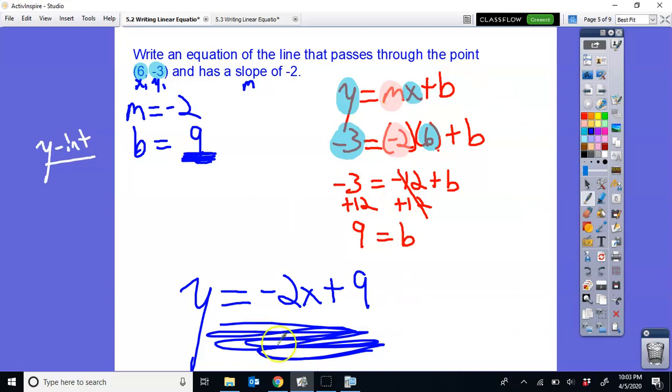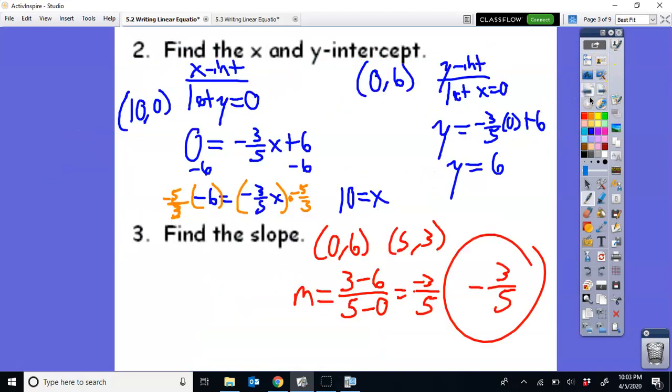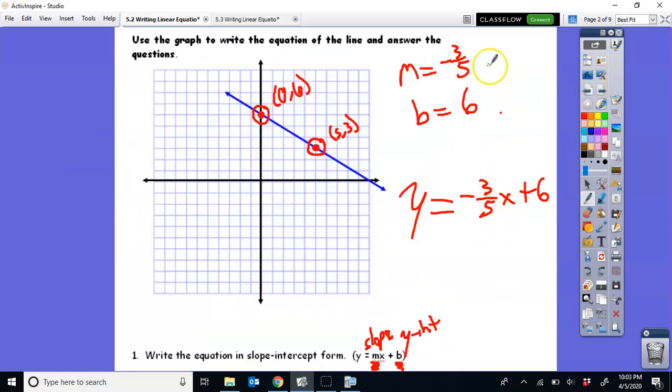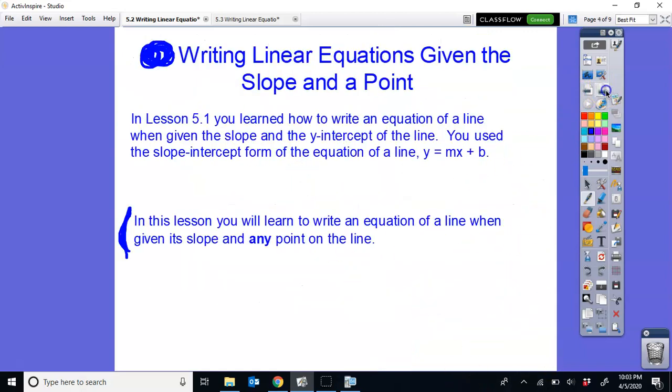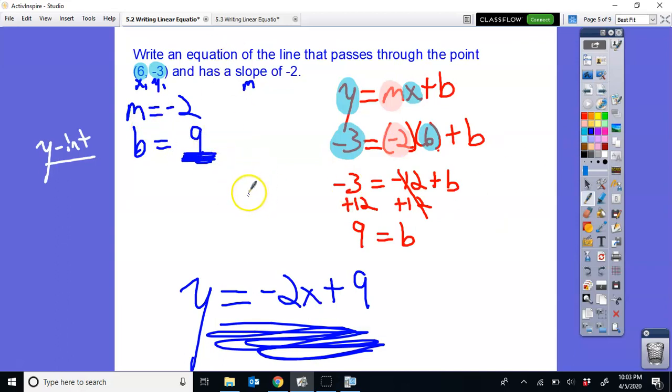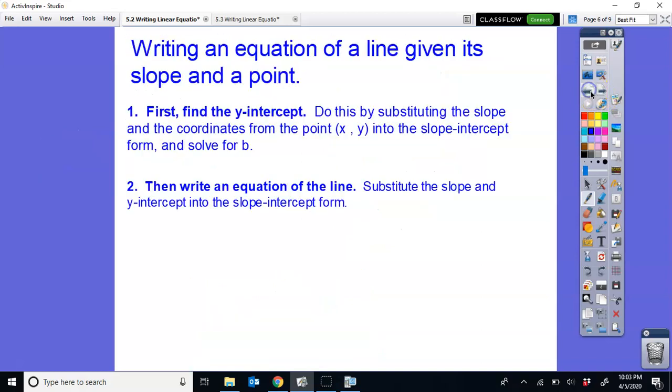And so that's the essential idea behind what we're doing today, is finding the equation when we are given less information than what we were given last class. Last class, we were given the m and we were given the b, and we just took them and plugged them into the right spots. Now we have to find one of those, sometimes both of them, and we'll get to those questions a little bit later. So let's take a look at another example.